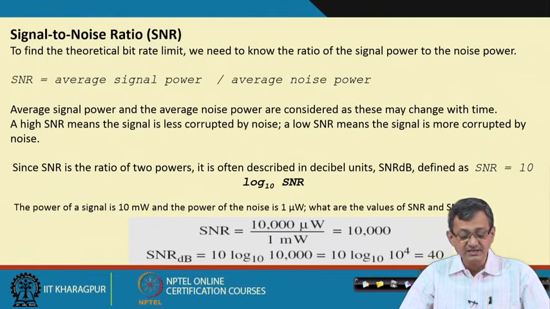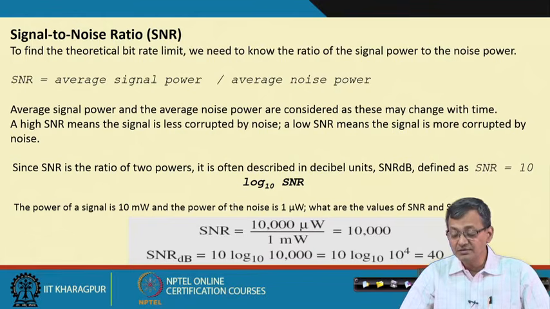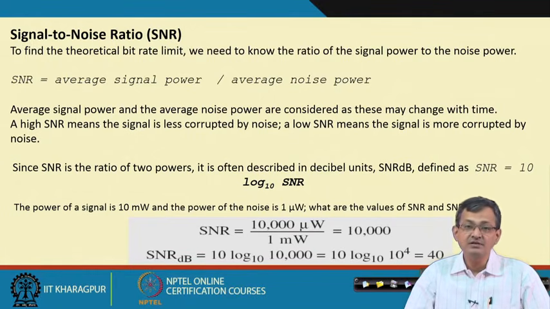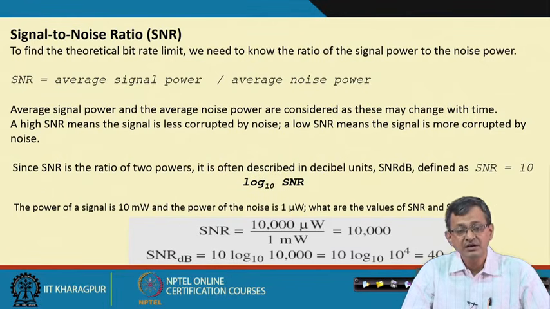Since SNR is the ratio of two powers, it is often described in decibels, and SNR dB is defined as SNR dB equals 10 log10 SNR. There is a typo here, it should have been on the same line. Similarly, I can calculate the SNR and SNR dB using this.